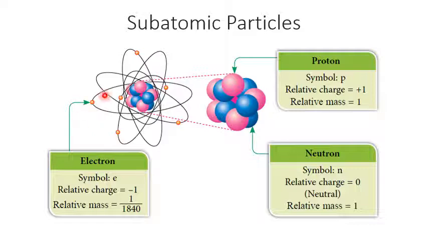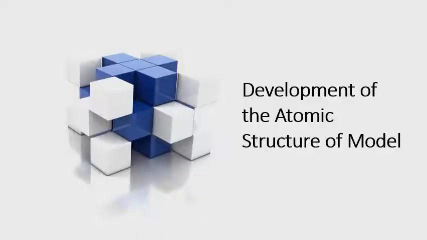Outside here in the orbit, there are orange particles called electrons. The symbol is E. The relative charge is negative 1 and the relative mass is 1/1840, so it is approximately 0. It's very tiny. So here is the development of the atomic structure model.